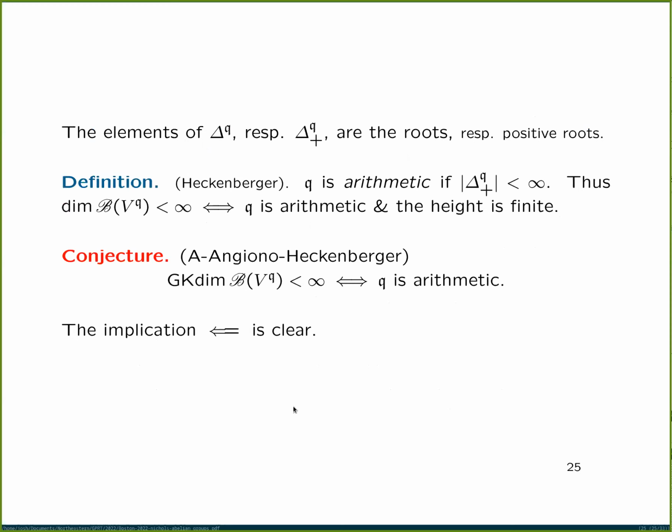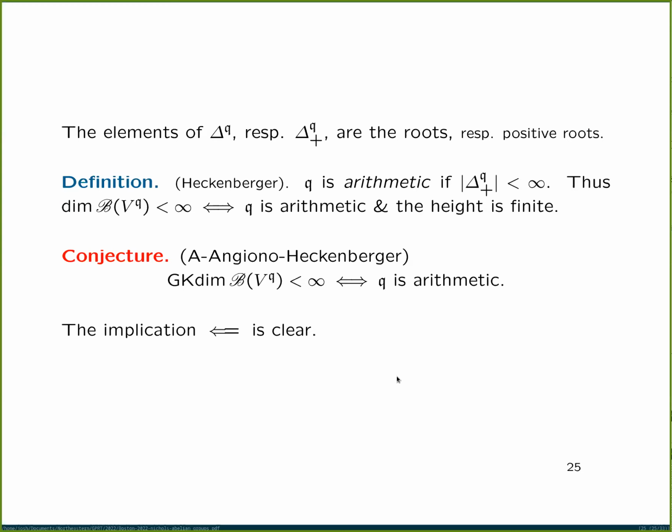Now there is a following definition, which is very useful. This is due to Heckenberger. A matrix q or the braided vector space V(q) or the Nichols algebra associated to V(q) is arithmetic if the positive roots, or equivalently all the roots, form a finite set. It follows at once that the dimension of the Nichols algebra B(V_q) is finite if and only if q is arithmetic and the height takes only finite values.